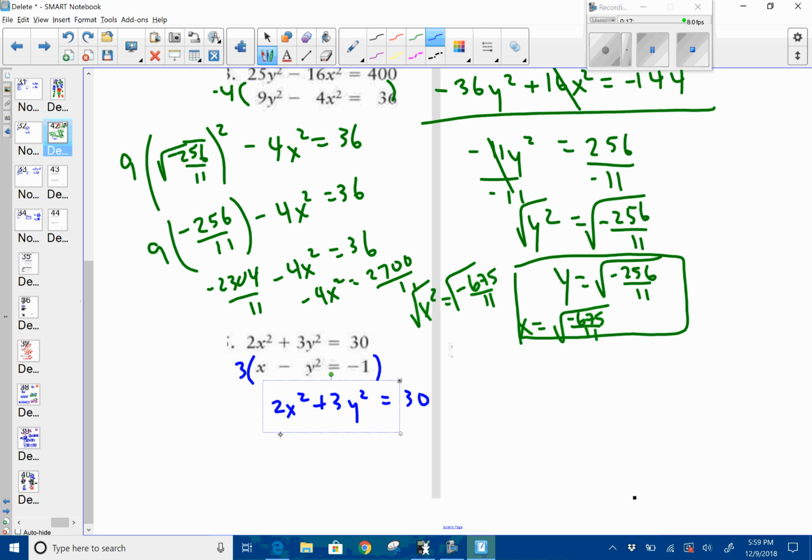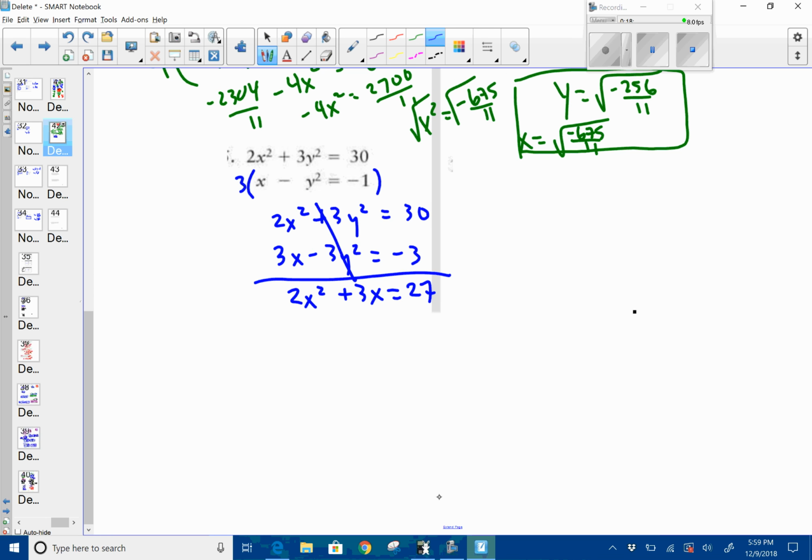And then the bottom one is going to have 3x minus 3y squared equals negative 3. And so now if I add these, the y terms cancel out. So I'm left with 2x squared plus 3x is equal to 30 minus 3, which is 27. So I'm going to go ahead and move this over. So I get 2x squared plus 3x minus 27 is equal to 0.